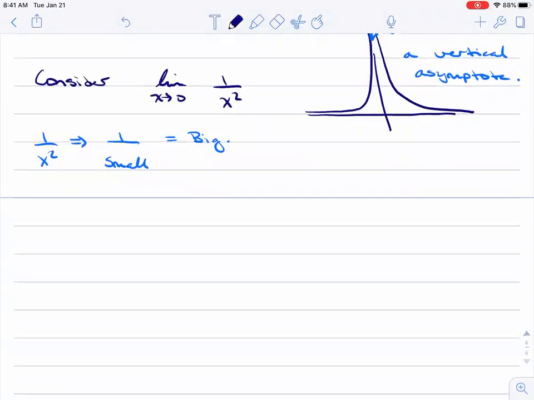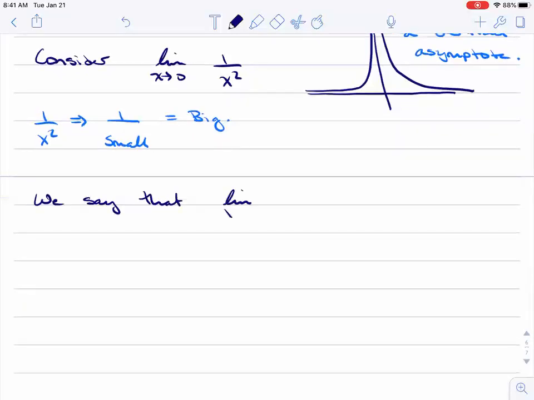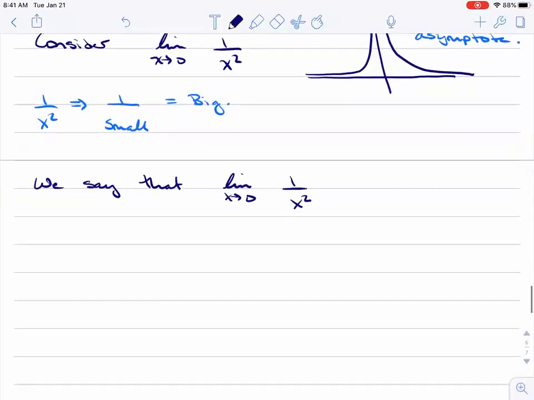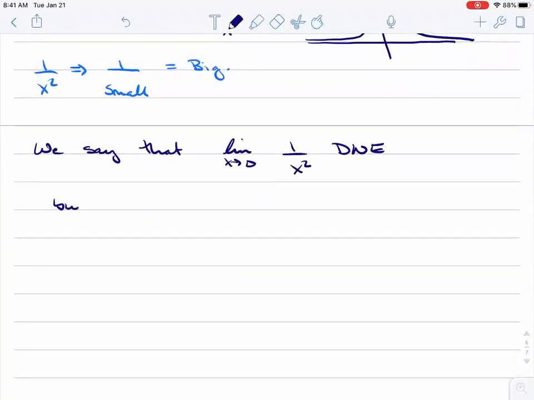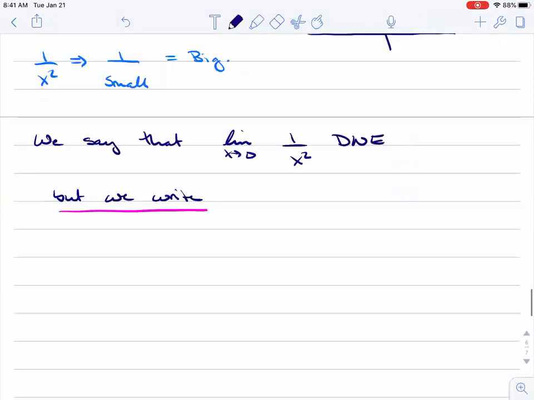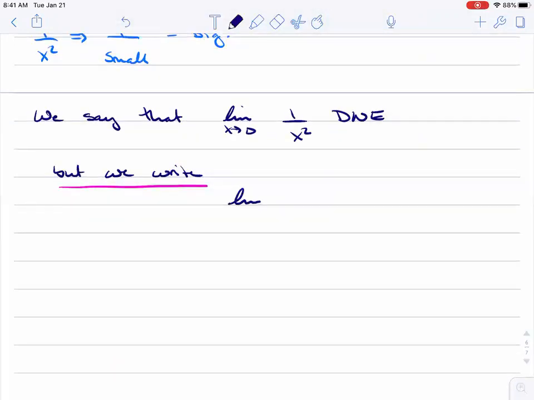And so, let's just summarize here. We say that the limit, going back to the one we were just talking about, as x approaches 0 of 1 over x squared does not exist, but we write, and this is important, the limit as x approaches 0 of 1 over x squared equals positive infinity.